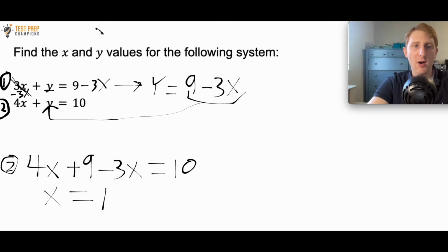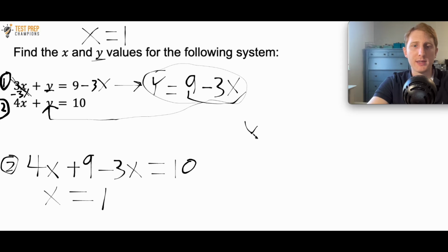So I now have one of my answers here. I know that x equals 1. Okay, but we're not done yet because we want to also find the y value. So there are several different ways that I can do this. And what I think is probably the easy way to do it is to just take this y equals 9 minus 3x and replace this x with a 1 because we know that x equals 1.